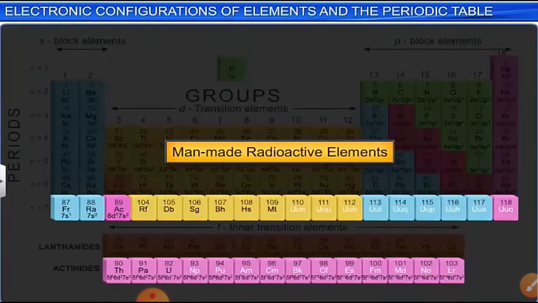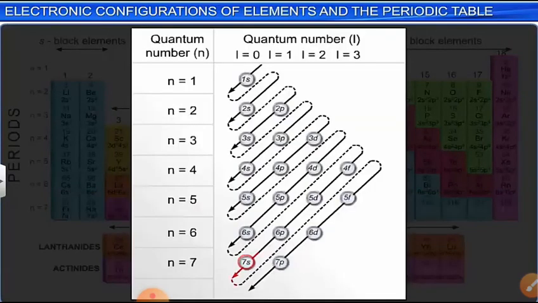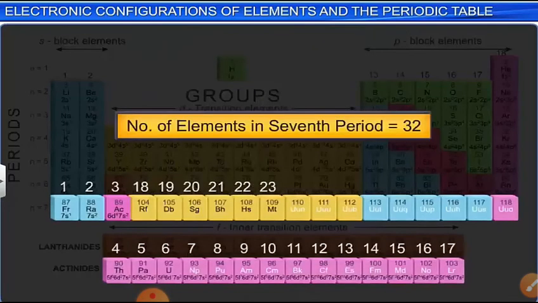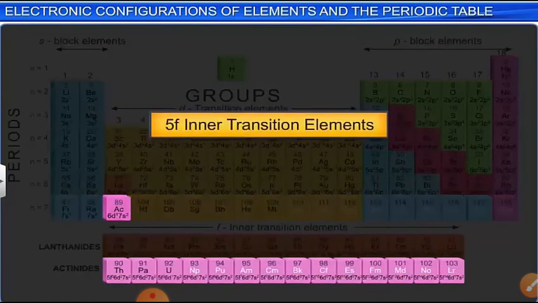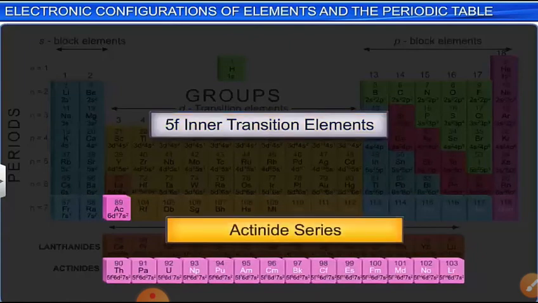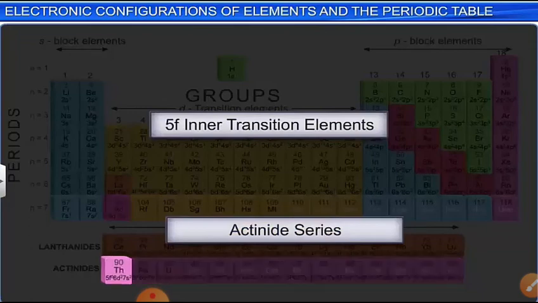Similarly, after francium we have actinium, and then you have 7s being filled, 5f, 6d and 7p. Again 32 electrons you have. So 32 elements are in the 7th period. The 14 elements which are placed at the bottom start from thorium and end with lawrencium. And these are called 5f inner transition elements or the actinoid series. And these are man-made elements. These are not naturally occurring, but here you have the majority of the elements which are artificial or man-made.